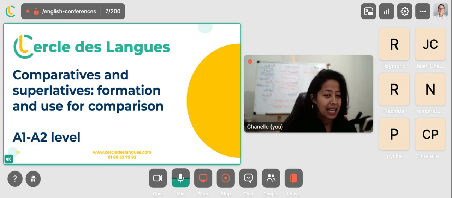Tonight we will be discussing comparatives and superlatives, the formation and use for comparison. Tonight's conference is level A1 to A2.